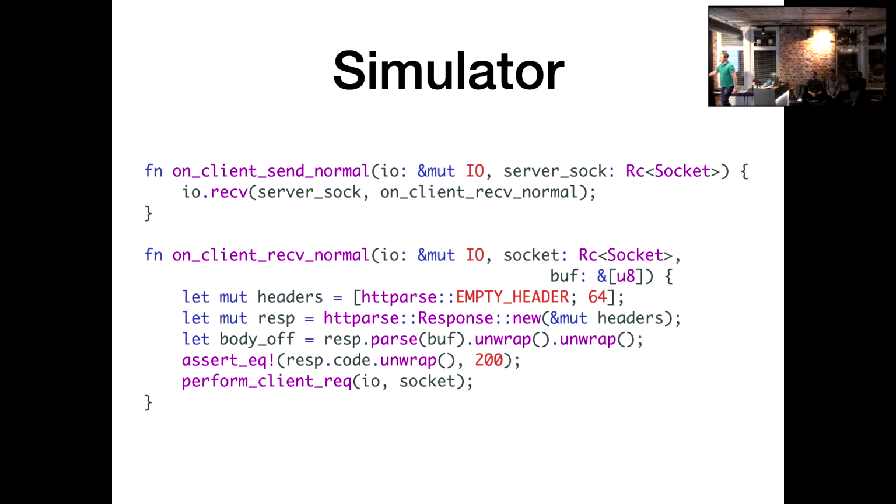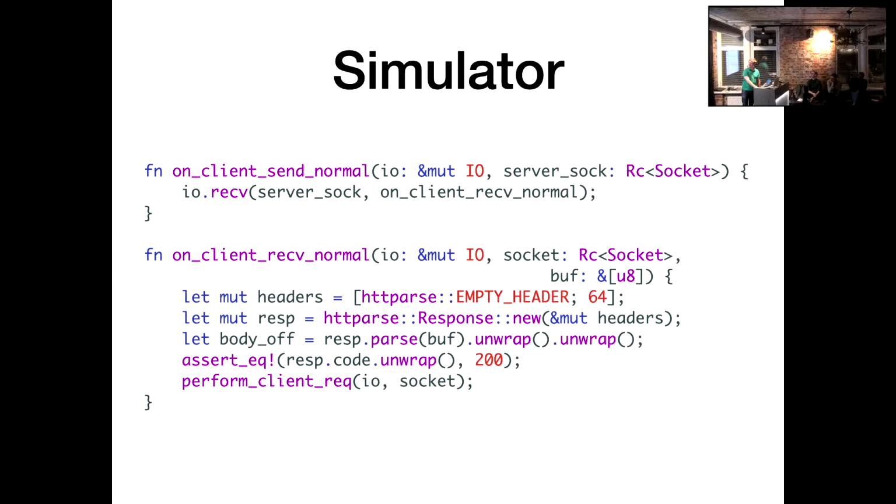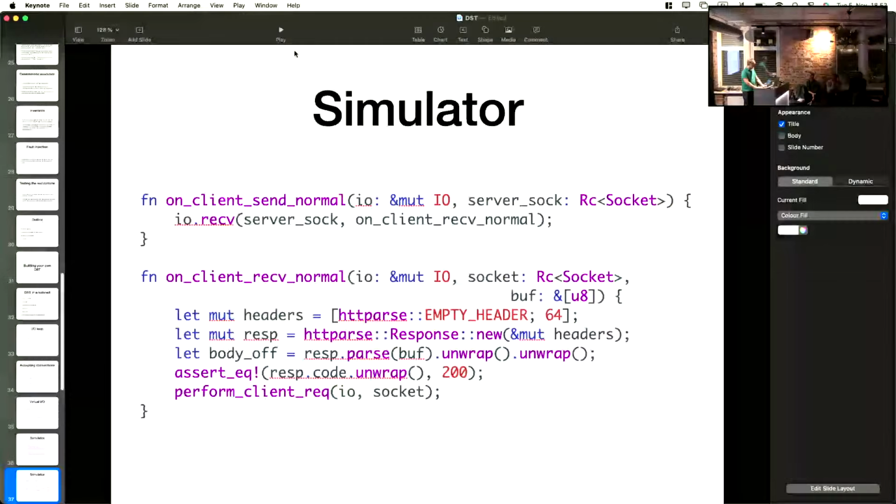And here you can actually see an example of an invariant within the simulator. We're going to check that, because we sent a proper HTTP request, we're going to get a proper 200 response. How unreadable was all of this? Probably. So let's jump into the code.